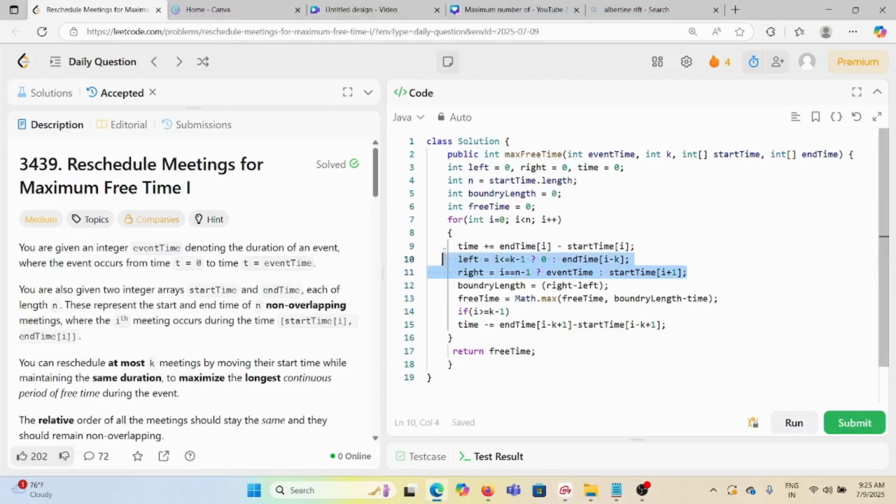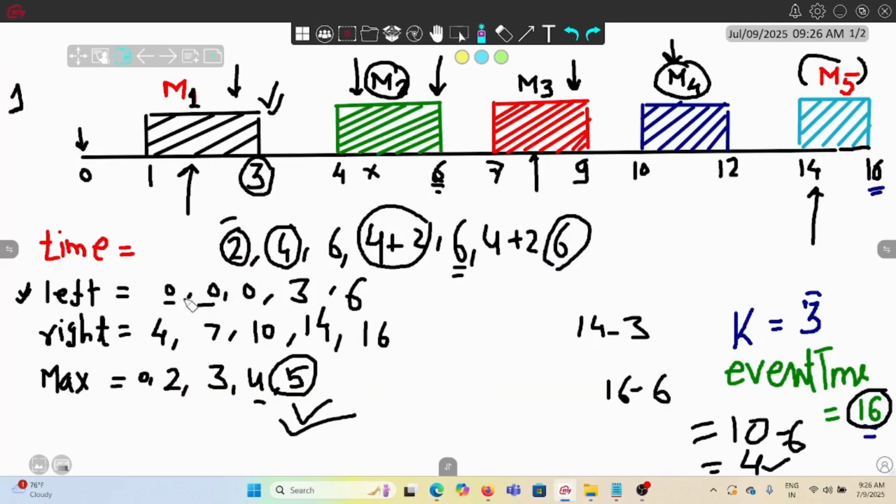So we populated time, we populated left and right. Now this is just the boundary length, that plot I was saying. So I just got this right minus left. Now this free time would be my max where I want to park the value. So we are taking whatever is the Math.max of free time and whatever is the boundary length minus the time taken by these meetings, just like we were doing here. Every time we are doing right minus left minus whatever the time.